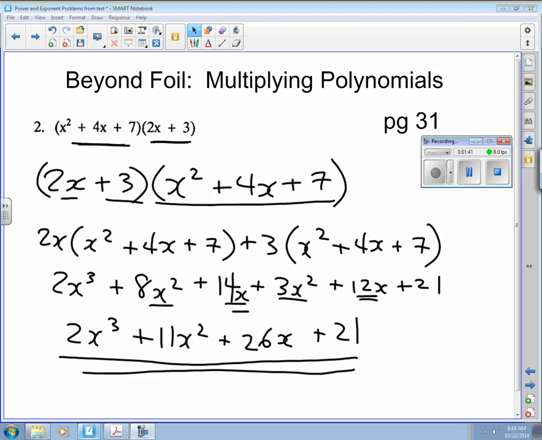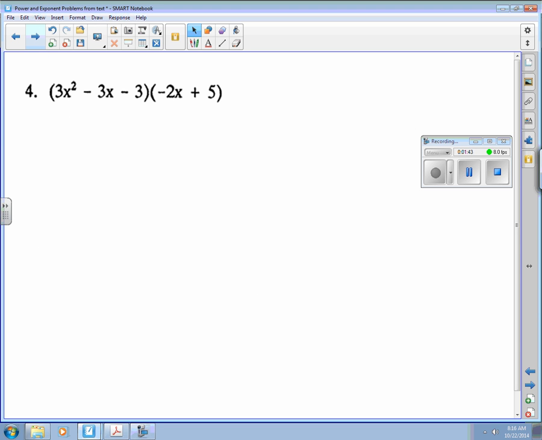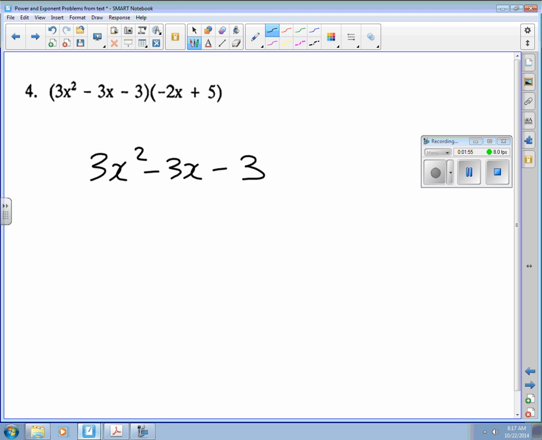All right, next example. Number 4 on the same page. This one involves a negative. And I'm actually going to do this one a little different. Just like when you're multiplying numbers, you can do them in columns. I'm actually going to multiply this together in columns. At the end of the day, I don't really care which way you do this, so long as you do them right.